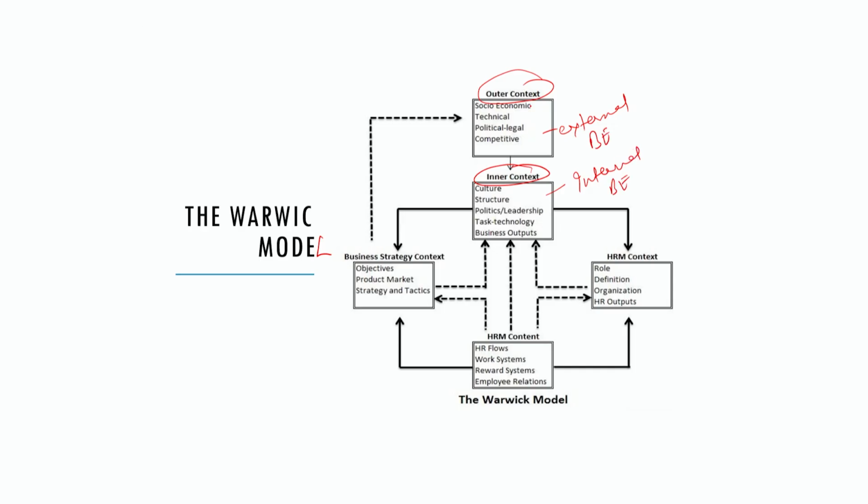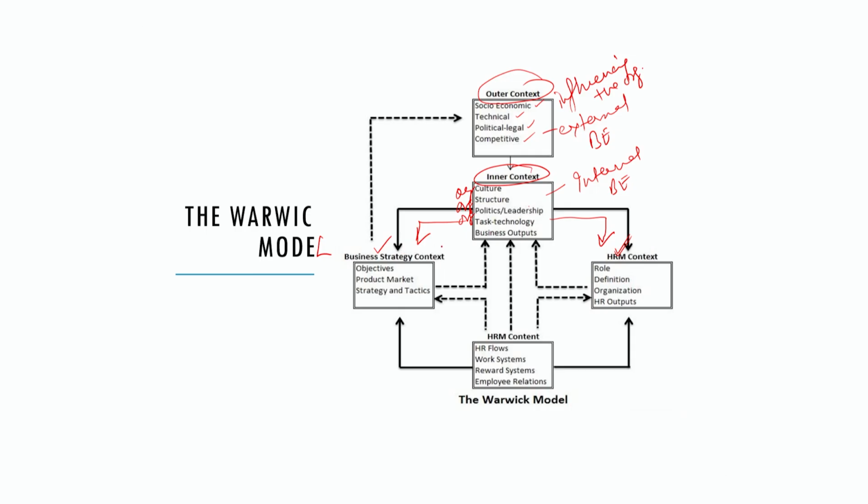Under outer context, we have socio-economic factors, technological factors, political, legal, and competitive factors, which are continuously influencing the organization. Because of this influence, the inner context, like organization culture, organization structure, organization politics and leadership, task, technology, and business outputs in the organization, become the internal factor. They in turn guide the organization members on which business strategy to formulate and which HRM context to be focused upon.